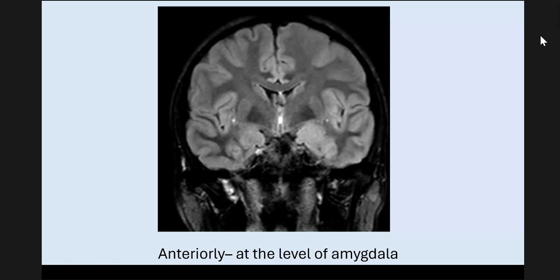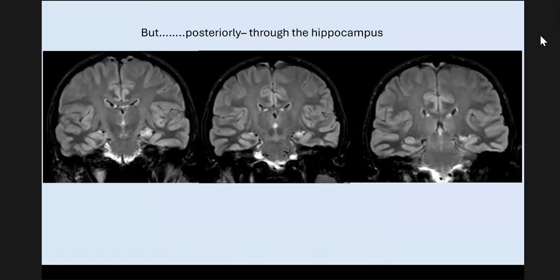But does the story stop there? Let's have a look. So yeah, low-grade glioma was what was initially considered. I think it's very reasonable to consider that. But as we go posteriorly through the hippocampus, what do we see? So the abnormality in the hippocampus is very much obvious there.